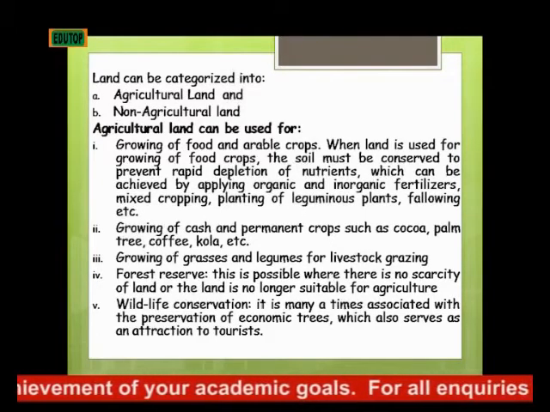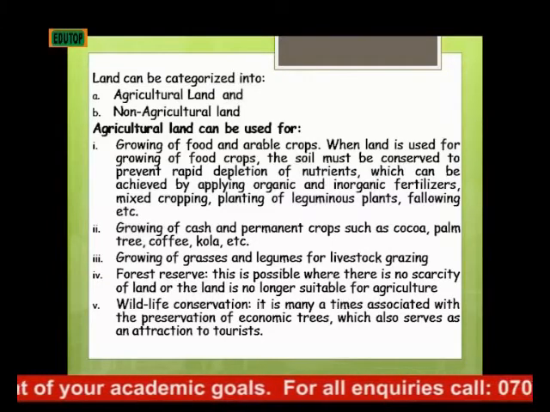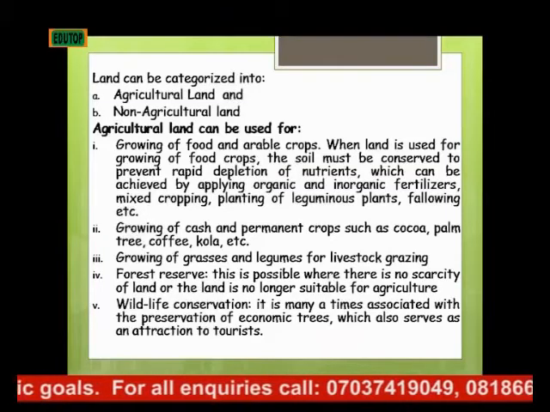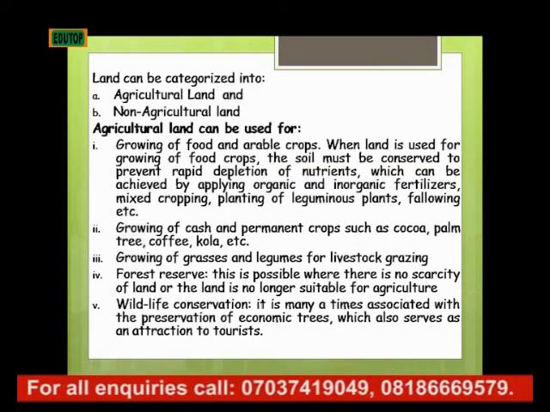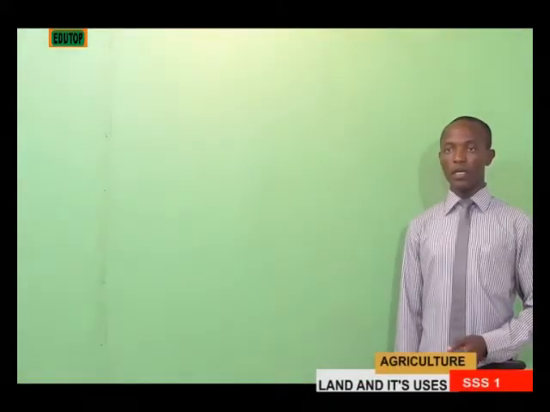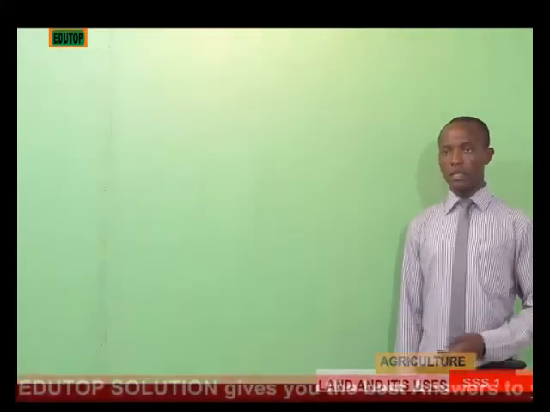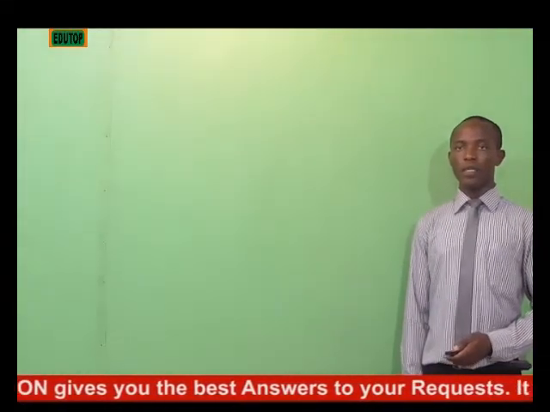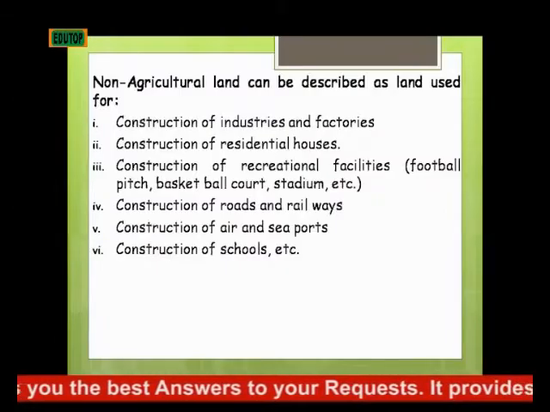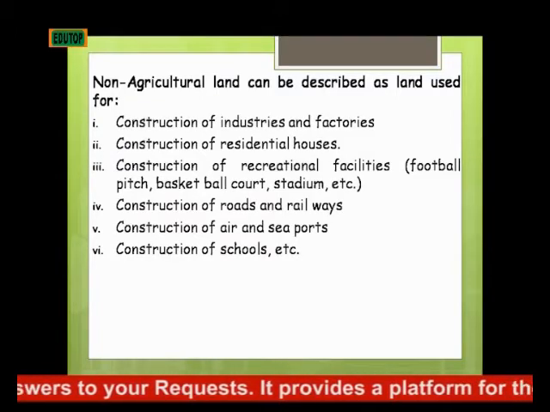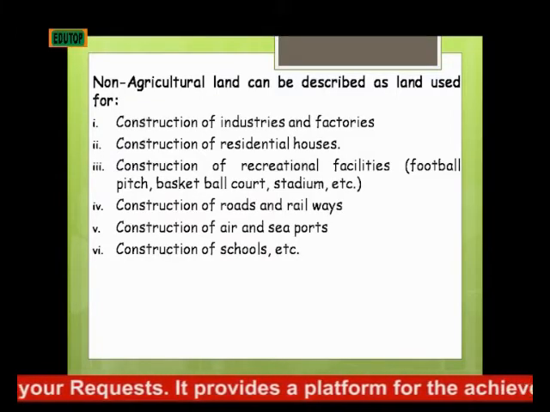Then wildlife conservation also serves as an attraction to tourists, just like the game reserve that we have, just like Obudu Ranch and the other ranches that we have in the country. Then the non-agricultural land, these are land that can be used for construction of industries and factories.